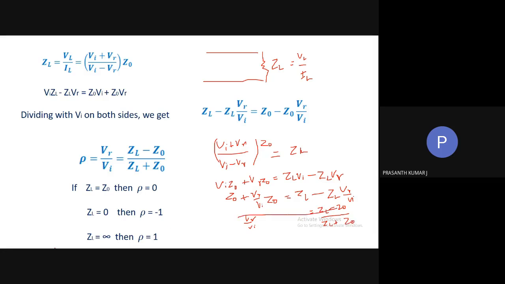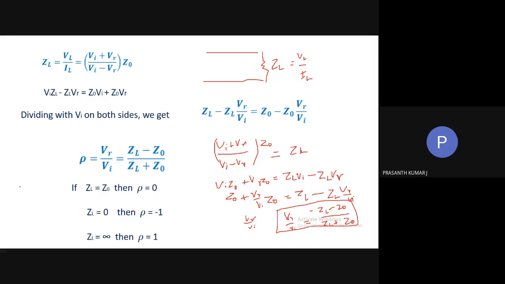So this is the very important formula to find the reflection coefficient. VR by VI equal to ZL minus Z0 by ZL plus Z0. So this is what we are going to write here. Now here, there are some conditions. Remember this formula, ZL is the load impedance and Z0 is the characteristic impedance.